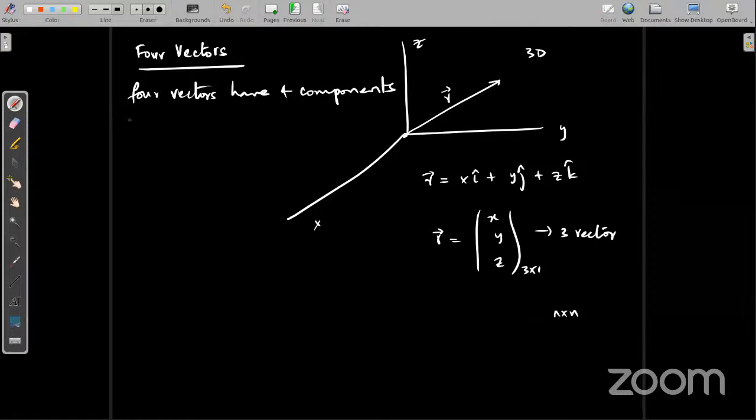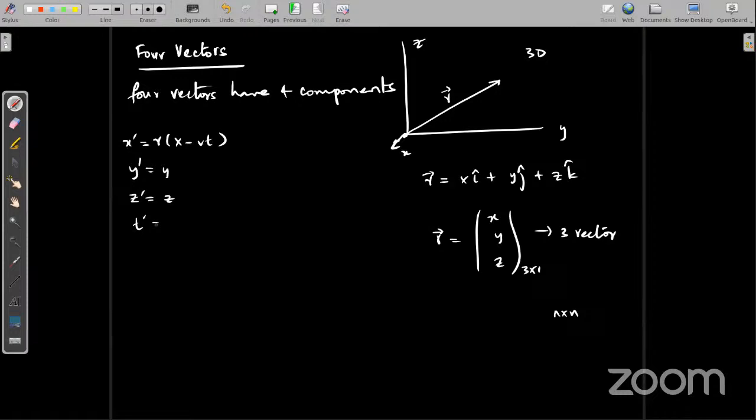And how do we find these components? It's fairly simple. We'll go back to our transformation equations. We have x prime equals gamma times x minus vt. We have y prime equals just y. We have z prime equals z, and t prime is gamma times t minus v over c squared x. Now I've taken care of the dimensions as well.